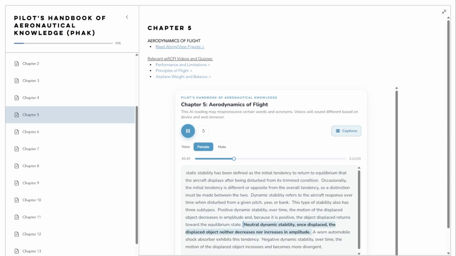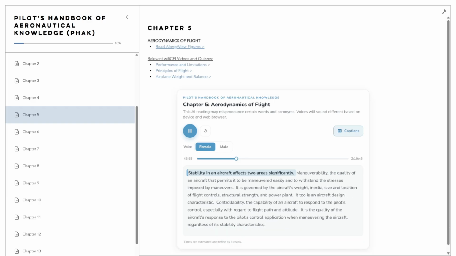Neutral dynamic stability: once displaced, the displaced object neither decreases nor increases in amplitude. A worn automobile shock absorber exhibits this tendency. Negative dynamic stability: over time, the motion of the displaced object increases and becomes more divergent. Stability in an aircraft affects two areas significantly.